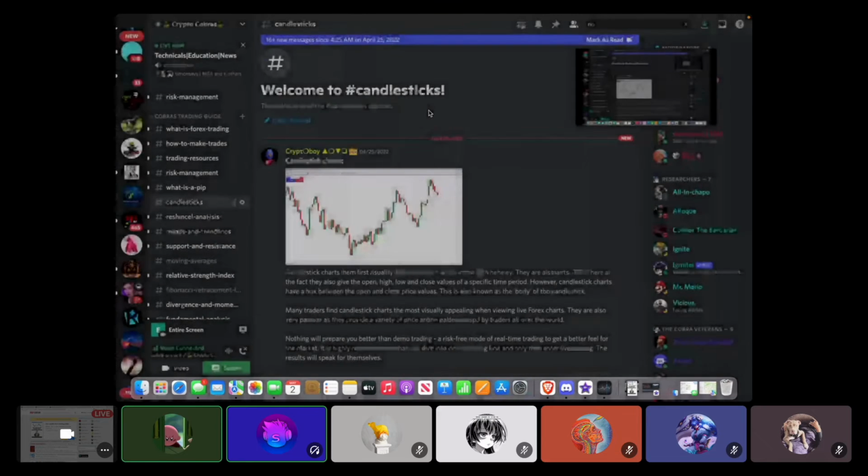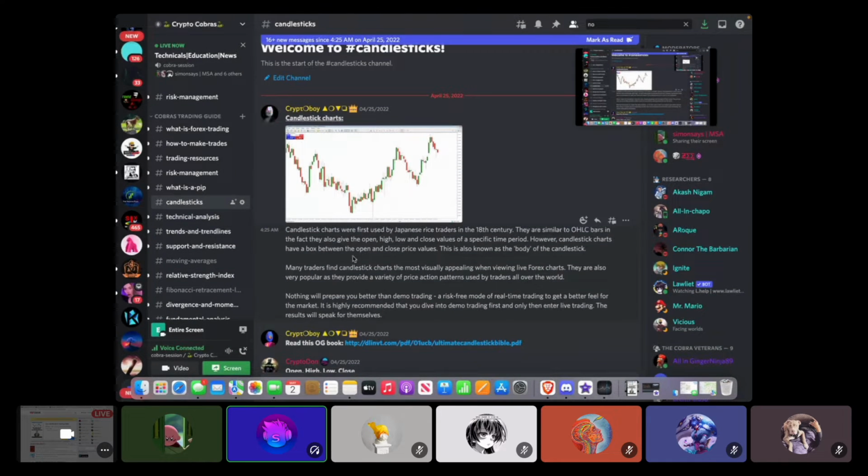And let's dive deeper, right? The candlestick charts were first used by the Japanese rice traders in the 18th century. They're similar to the open, high, low, close bars. In fact, they also give open, high, low, close values for a specific time period. So that's something to note too.